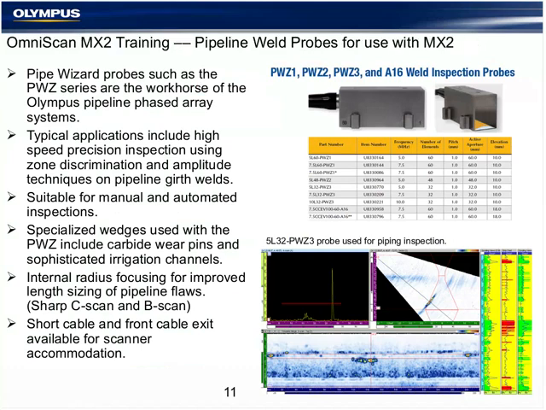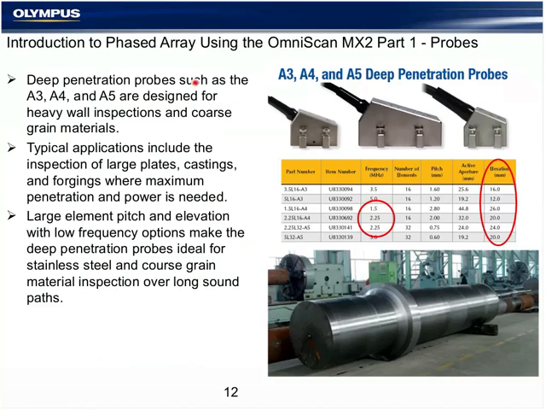A probe designed for pipeline girth weld inspection is a little bit more specialized. It would have a radial internal focus for improved length sizing, would be combined with TOFD or other conventional probes as well, and would have a very specific job described in the phased array catalog. Pipeline probes. Deep penetration probes have a much larger pitch. They have a much larger elevation, or wider aperture, for penetration and lower frequency.